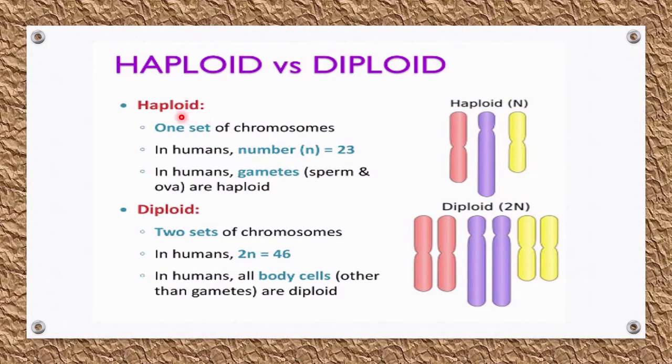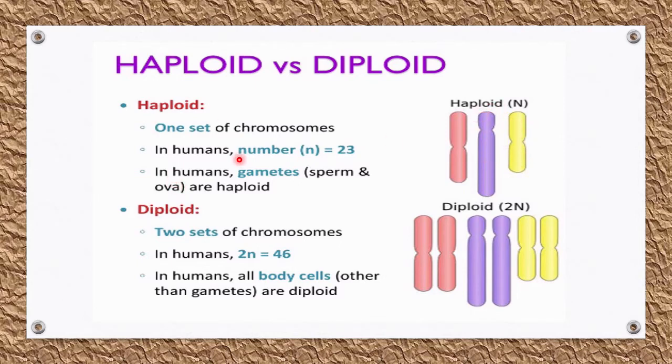So first of all, what is haploid? Haploid is one set of chromosomes. Here you will see one set of chromosomes. The chromosomes will not appear in pairs. Like here, you can see the chromosomes are single, or one set of chromosomes is found.